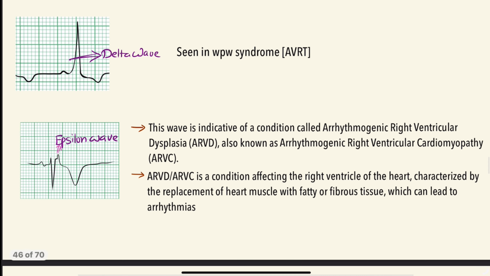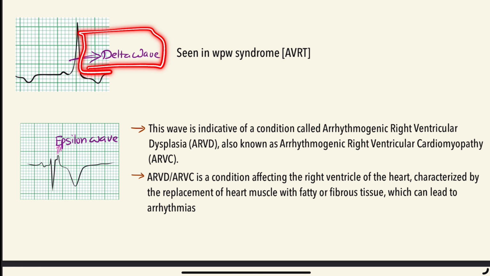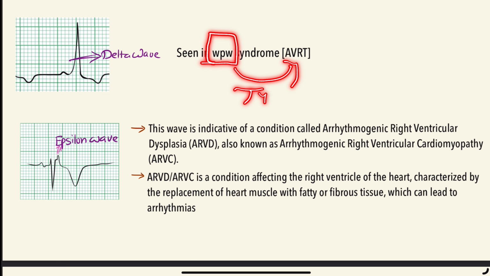Moving on to the second abnormal wave, which is the delta wave. The delta wave looks like a slope on the QRS complex. This is the characteristic sign of Wolff-Parkinson-White syndrome, or WPW syndrome. We will talk about this syndrome in part 2 of our ECG series.